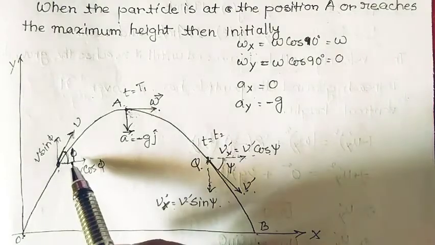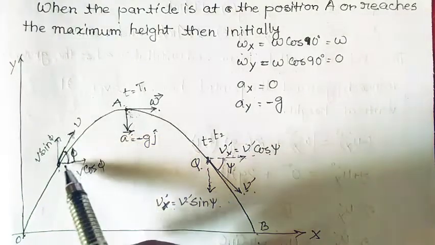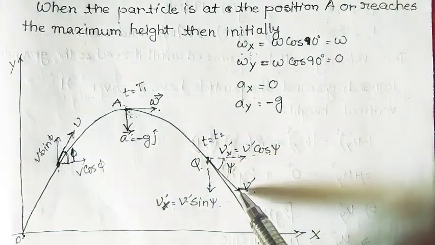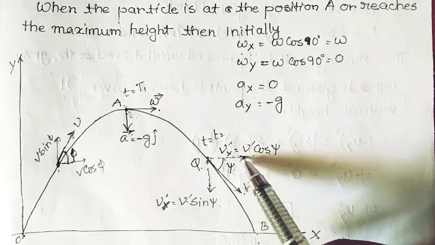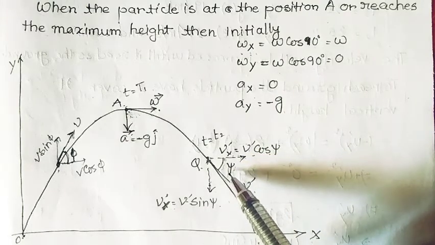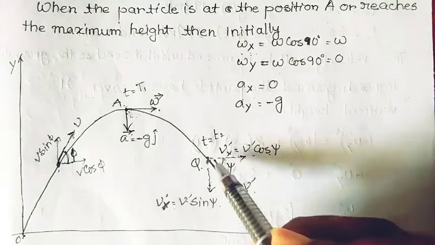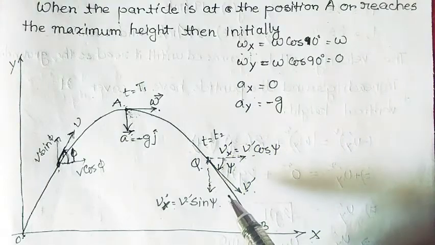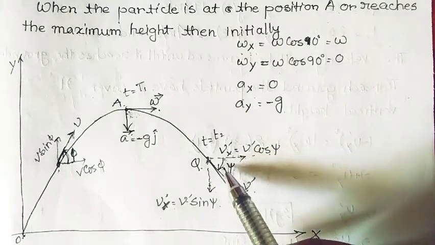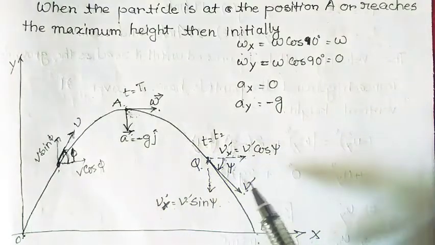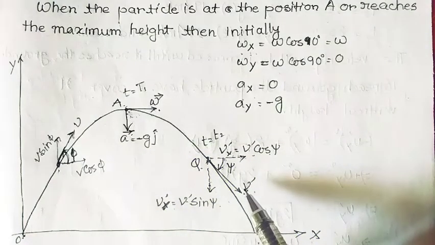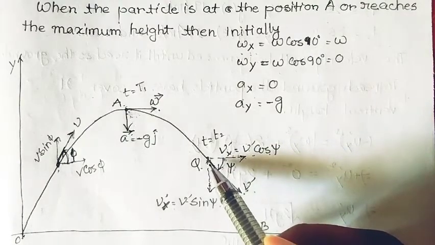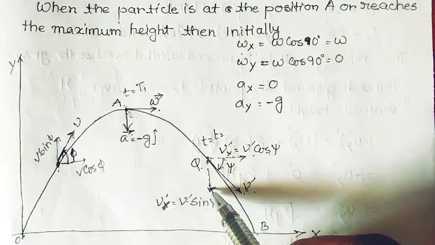And here the angle made by the instantaneous velocity with the x-axis is phi, and here the angle made by V prime with the x-axis is in the opposite direction. Opposite direction means this is in the clockwise sense, but that is along the anti-clockwise sense. So if I say this angle is positive, then we can say this angle is negative, according to convention. It shows that the y component of the velocity is along the negative y direction.